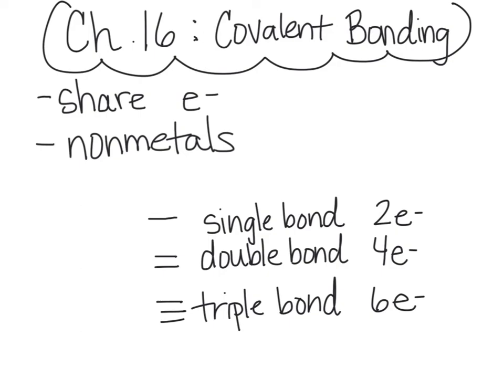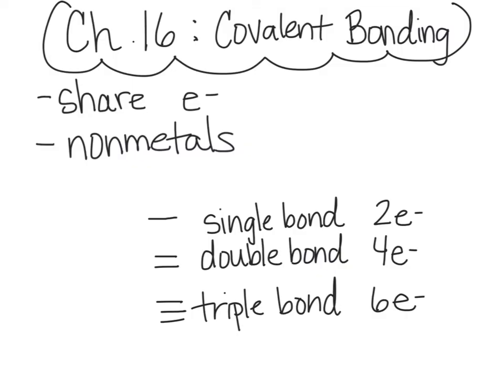Hi everyone, so here we are on chapter 16, which is on covalent bonding. This is different than the ionic bonding that we talked about in the previous chapter. So remember that your ionic bonds transferred electrons in order to obey the octet rule.